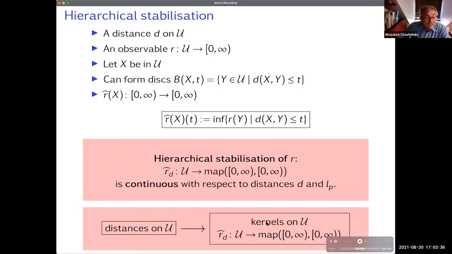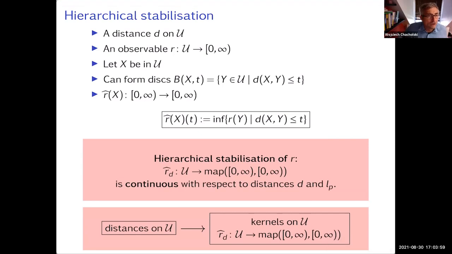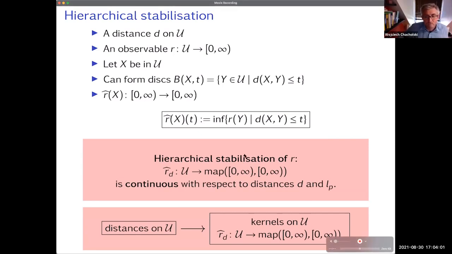So we can think about this as: every distance on U, every choice of comparing objects on U, gives us a kernel on U. If, for example, we choose the L2 distance, we think about this as a Hilbert space. In this way, a choice of a distance helps us represent these representing objects as elements in some Hilbert space, in which there is lots of analysis and lots of probability developed.